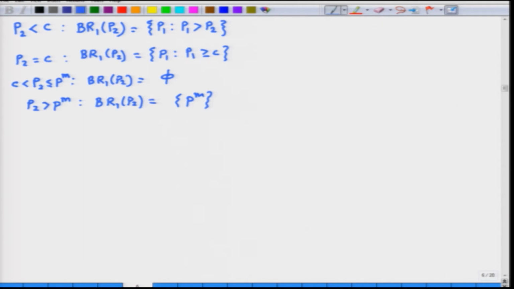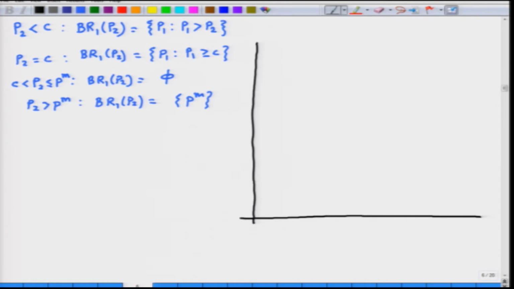Okay. Now, we are going to graph this on the side. So, we are going to draw the best response functions. So, this is P1 and this is P2, and let us say this is the 45-degree line.